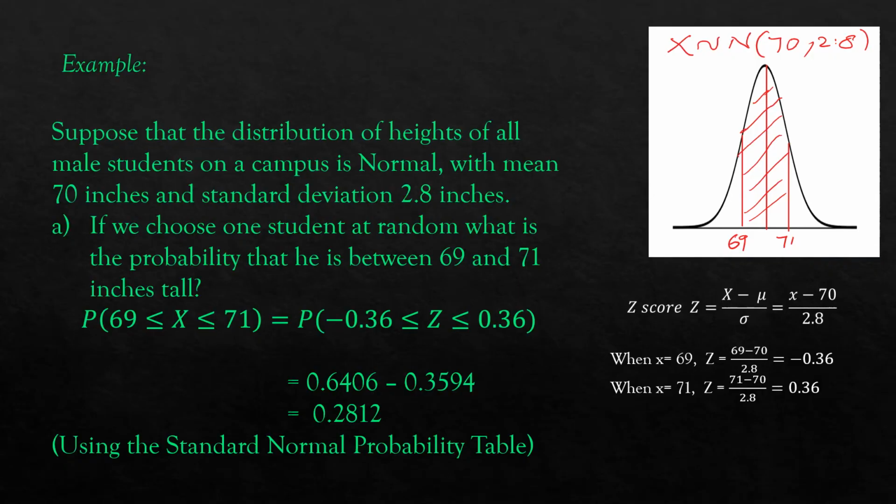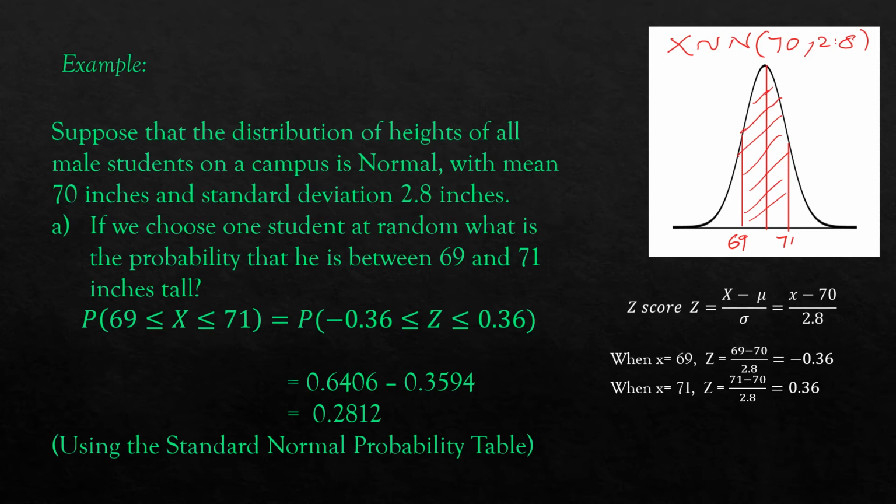Let's take this example, and we are trying to find the heights of male students. Assume that the heights of male students in a campus is normal with mean 70 and standard deviation 2.8. If we are choosing only one student at a time, we are trying to find the probability between 69 and 71. So you have the bell-shaped curve, and we are trying to find the area under the curve between 69 and 71. So if we are using the standard normal curve, we cannot make use of that 68, 95, 99.7 rule in this case because it doesn't coincide with this.